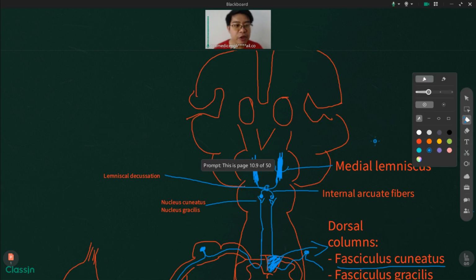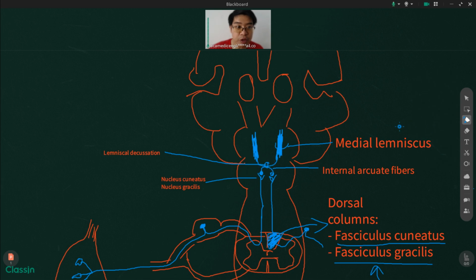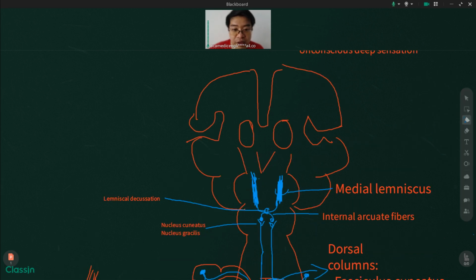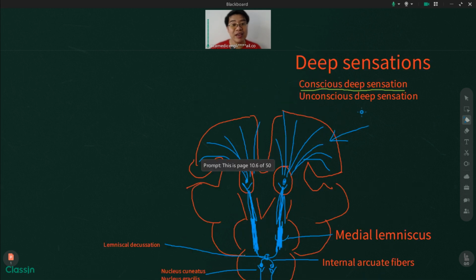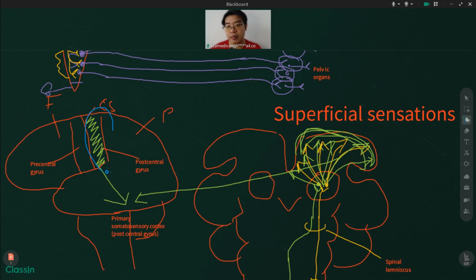And now, after you have gone through that, the medial lemniscus is going to carry the fibers all the way to where? The thalamus. It's going to go to the thalamus and synapse with a third order neuron that will take it over to the primary somatosensory cortex. And where is this cortex again? Here.